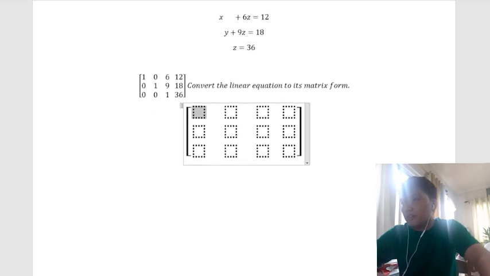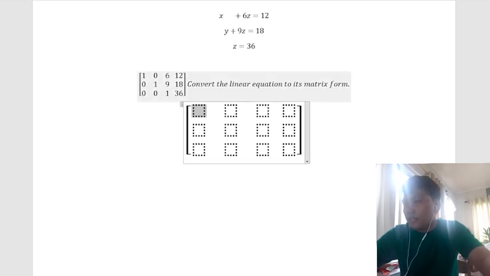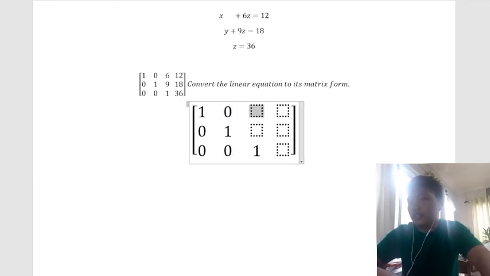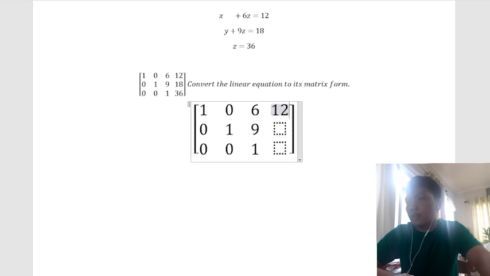Since it's already in row echelon form, we don't need to perform any operations anymore. So we just rewrite the answer: 1, 1, 1, 0, 0, 0, 6, 9, 12, 18, and 36.